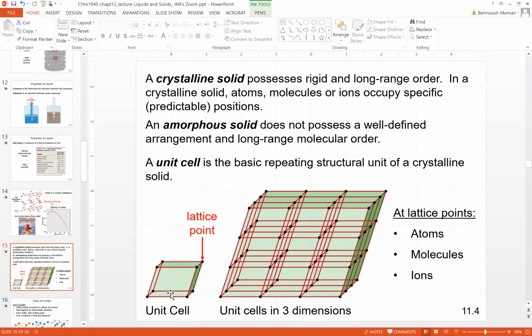And then you have the amorphous solids, which do not possess a well-defined arrangement. So it's more disorganized, like glass or rubber. Those are amorphous. But crystalline solids could be like diamond, sand, or silicon. Those are crystalline solids.